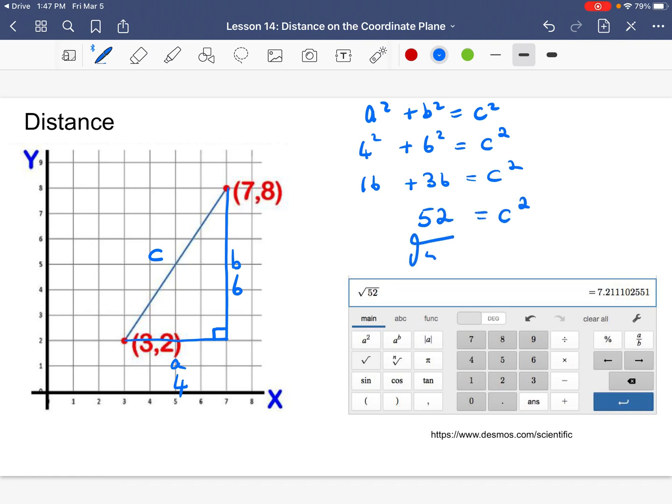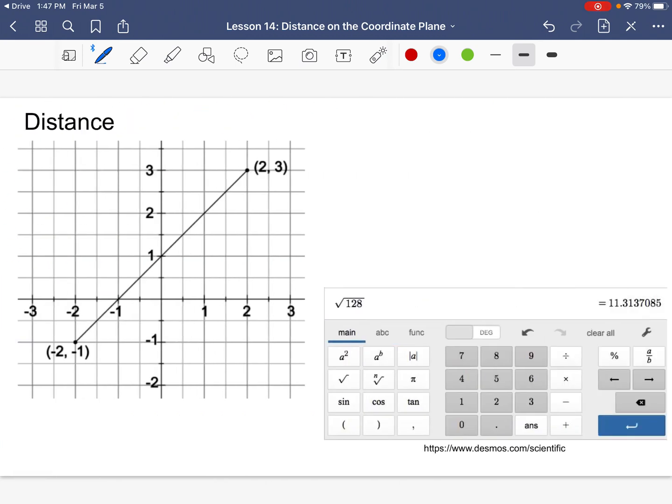And I'm going to get the square root of both sides. And I used the Desmos scientific calculator. You see the URL here at the bottom of the screen. And I used this symbol here to find the square root of 52. And I got 7.21. I'm going to round it. So I'm going to say C equals 7.21 units.